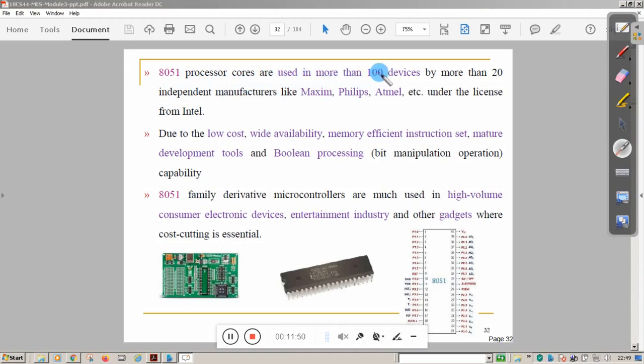Next is the 8051 processor. Its cores are used in more than 100 devices by more than 20 independent manufacturers like Maxim, Philips, Atmel, etc. The key factors for the use of this microcontroller were low cost, wide availability, a memory efficient instruction set, mature development tools, and Boolean processing, that is, bit manipulation operations. 8051 family derivative microcontrollers are widely used in high volume consumer electronics and the entertainment industry.